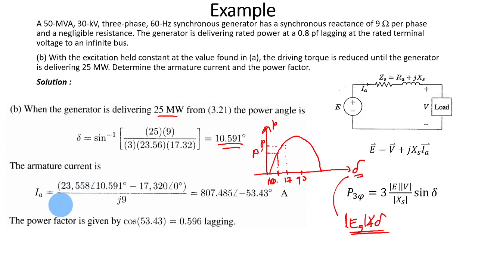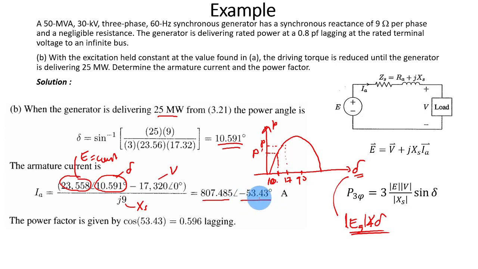All right, after you already find the new generator power angle, again you want to find the armature current. You use the same formula as previously, with the magnitude of the voltage E, but now we need to insert the new power angle, delta here. E is constant from the previous example, from part A. Then minus V, the phasor V, which was 17.32 at angle 0, divided by XS. If you plug in the numbers, you will get the armature current now as 800 kilo amp at minus 53.43 degrees.